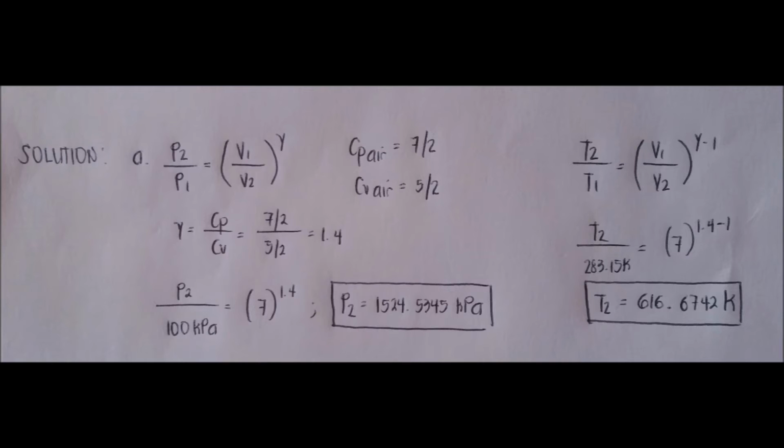On the other hand, by using the temperature-volume relationship equation, again used for adiabatic calculations, we can compute for the value of T2, and that is T2 over T1 is equals to (V1 over V2) raised to gamma minus 1. Again, gamma, the adiabatic factor, is equivalent to 1.4, T1 is given 283.15, and the compression ratio is the same. By substituting the values to the temperature-volume relationship equation, we will obtain that T2 is equals to 616.6742 Kelvin.